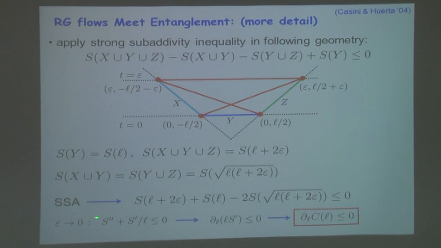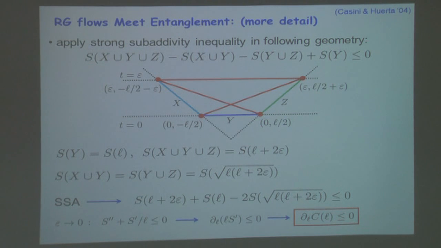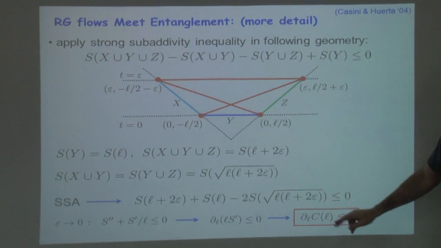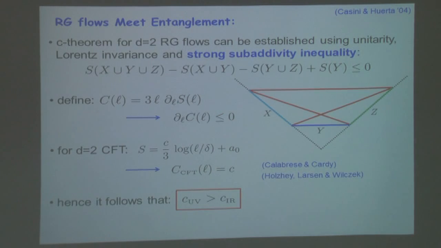But if I massage that a little bit, I can see that that's just the derivative of L times the derivative of S. And that was precisely what we defined as our C function. And so what this inequality says is that the derivative of the C function is less than or equal to 0. That is, if I take my interval and I start increasing it, the C function gets smaller and smaller and smaller. And so if at short scales I have the UV fixed point, what it gives me is the central charge of the UV conformal field theory. At very large scales, I get the IR central charge, and they're going to satisfy an inequality that says the UV central charge is bigger than the IR central charge, and I guess that's what's written here.